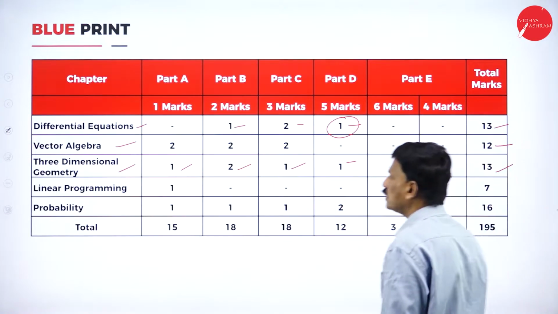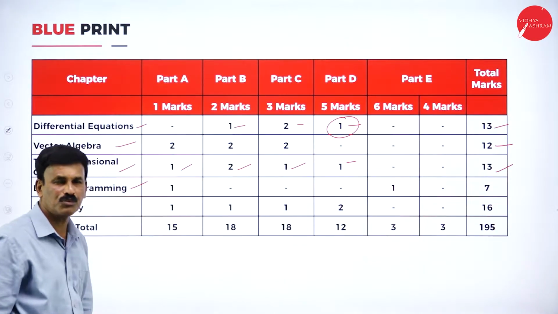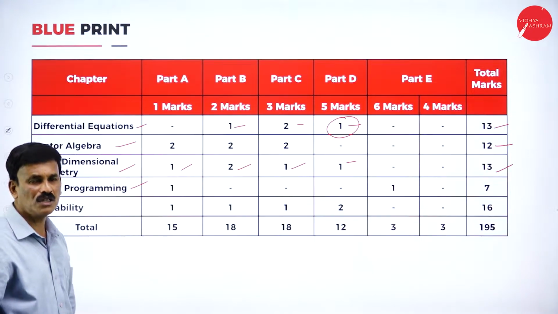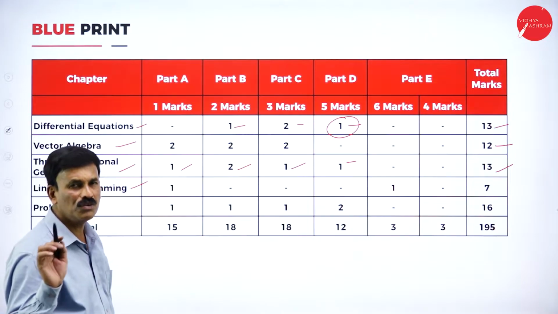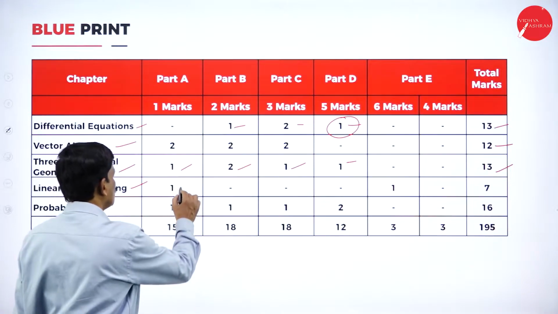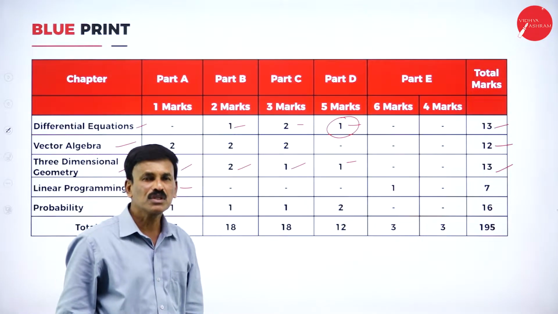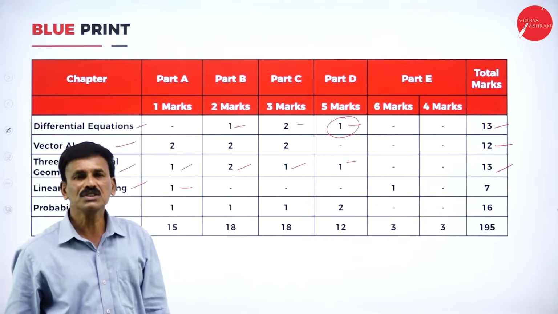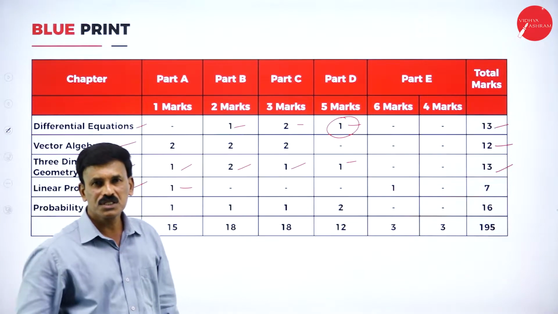Now the next chapter, the very easiest and important chapter, is the linear programming problem, LPP. In LPP you don't have 2 marks, 3 marks, 4 marks, 5 marks, only 1 mark and 6 marks question. So one mark question is usually from the definitions like what is an objective function, what is the feasible region, what is the feasible solution.